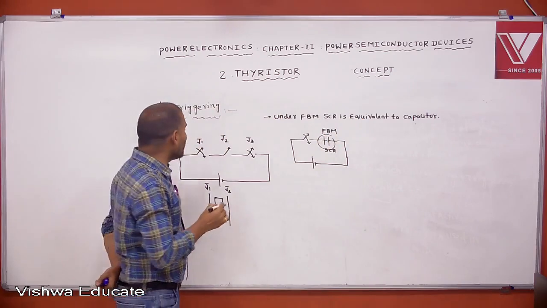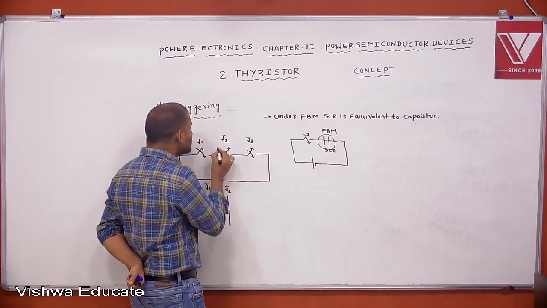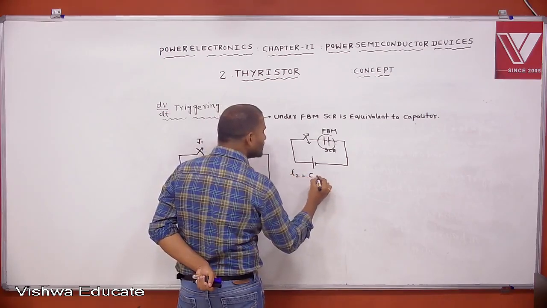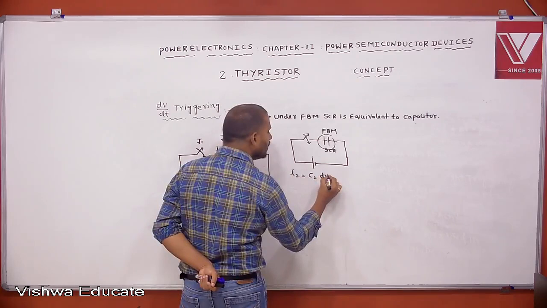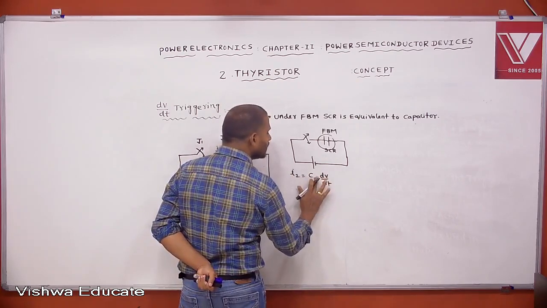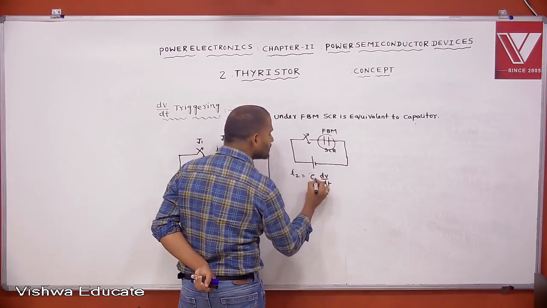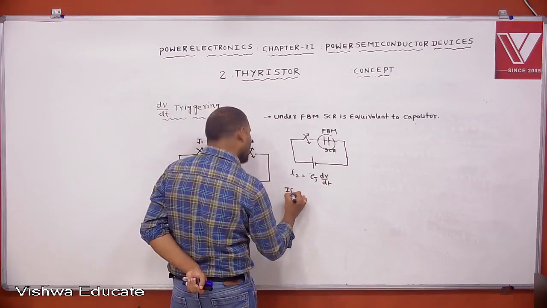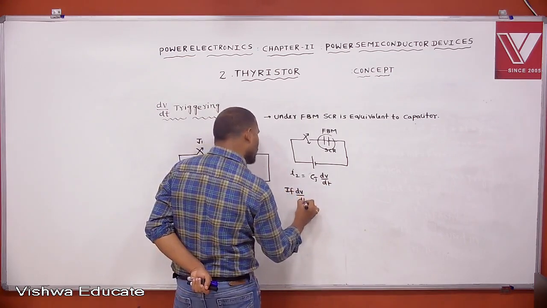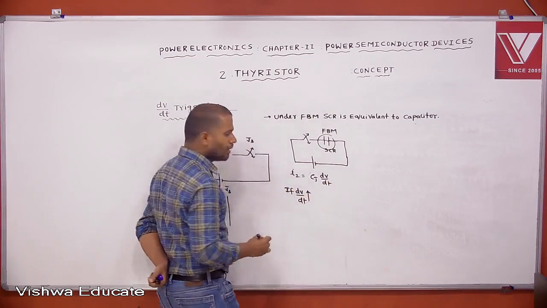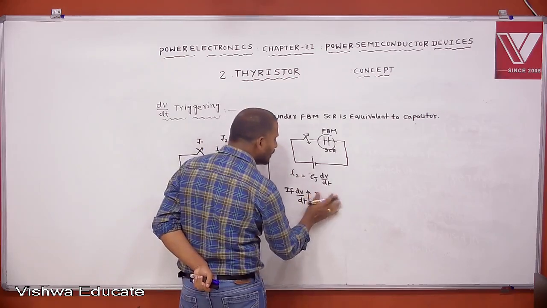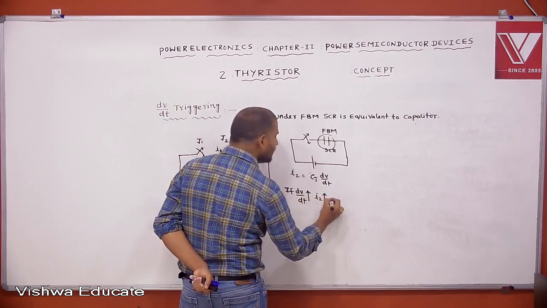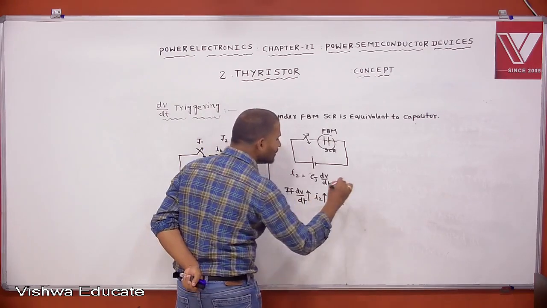SCR is equivalent to a capacitor, so let the current at J2 junction be I2. Shall we write it like this? I2 equals capacitance C2 into dV by dt, or Cj, that is the junction capacitance Cj into dV by dt. If dV by dt increases, what is the current at J2 junction? Current at J2 junction increases. Then charge at J2 junction increases.